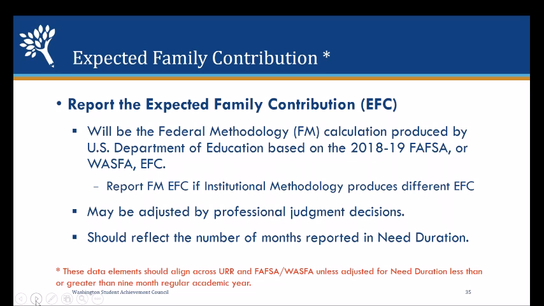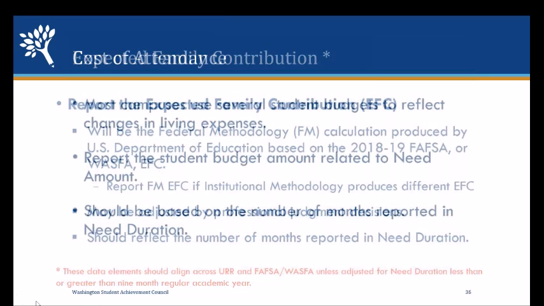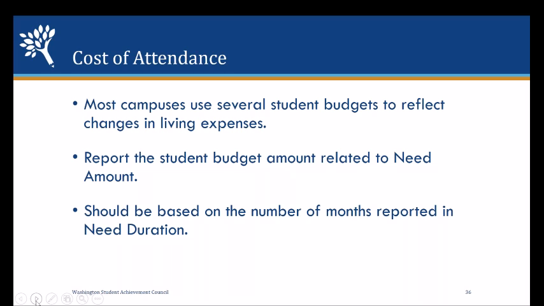The EFC may be adjusted by professional judgment decisions. Just make sure you process that transaction. And the EFC should reflect the number of months that's reported in the need duration. For cost of attendance, most campuses use several student budgets to reflect changes in living expenses. We want you to report the student budget amount related to the need amount. And it should be based on the number of months reported in the need duration.